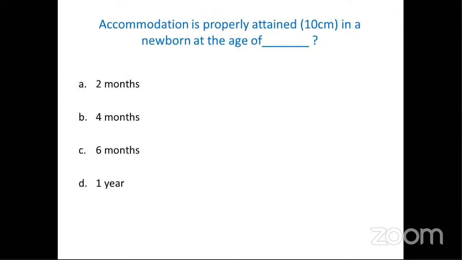Accommodation is properly attained at the age of how many months? I think it's an old question. For 10 centimeters, accommodation will be obtained at the age of 3 to 4 months. The answer is 3 to 4 months. The option given here is 4 months.